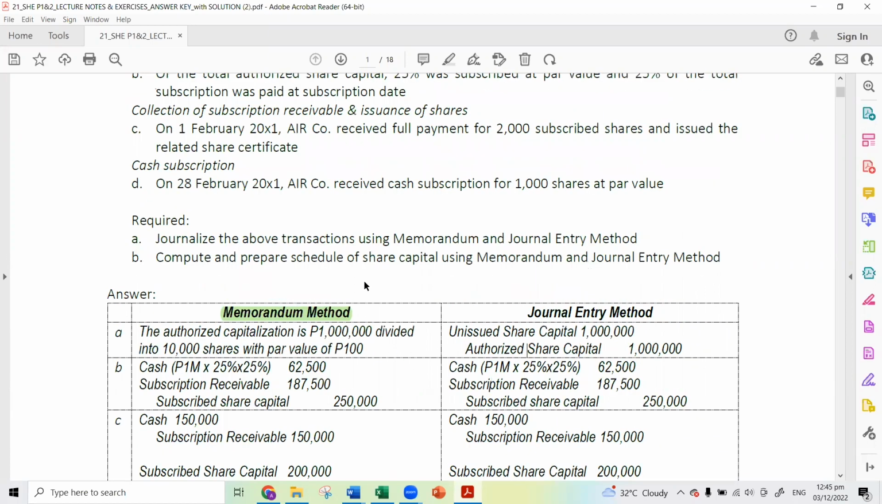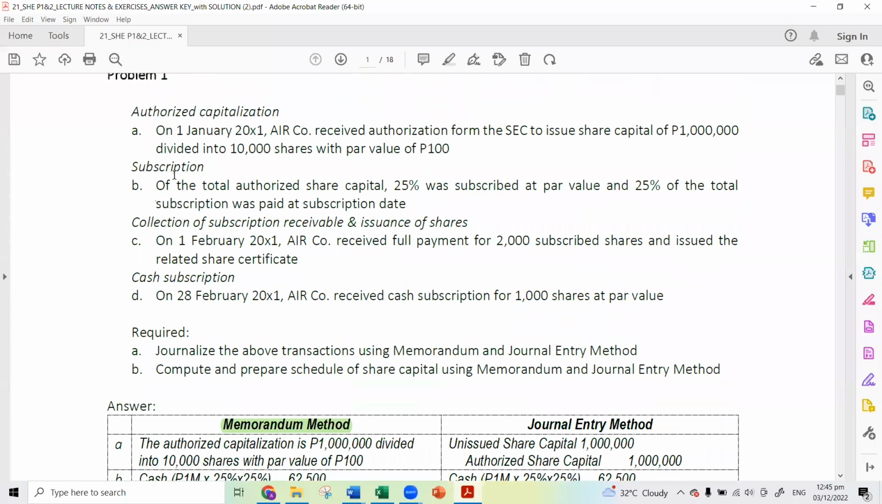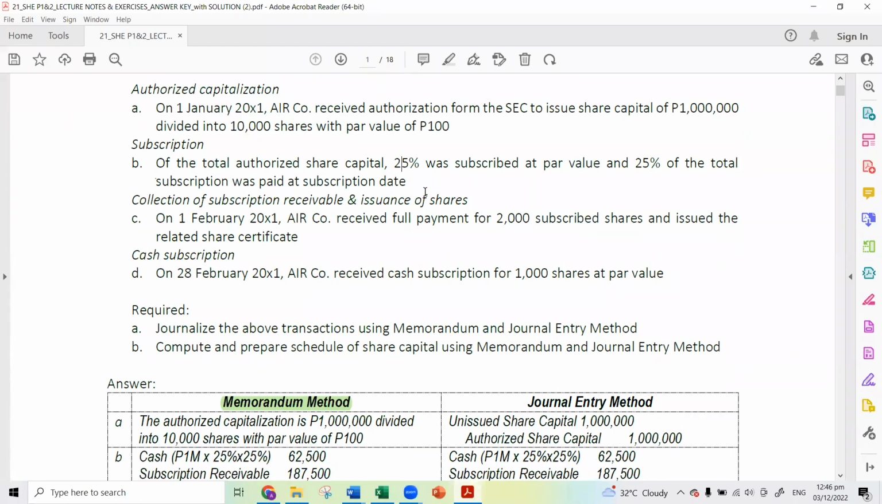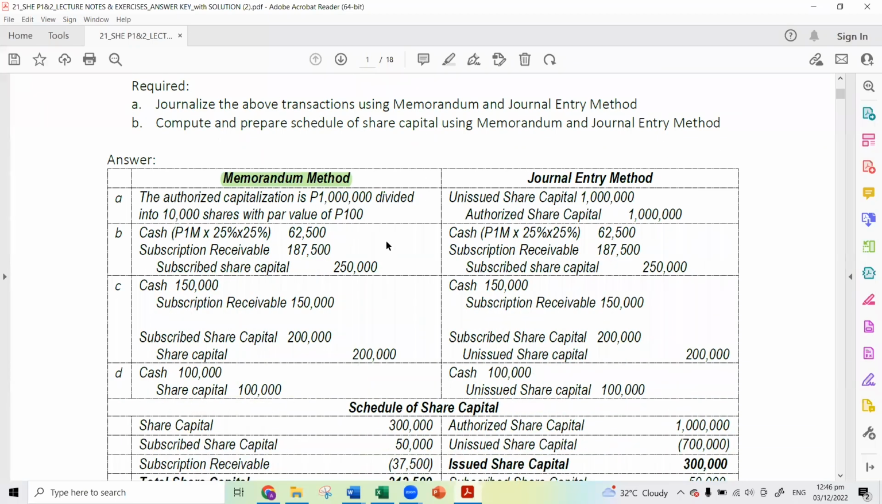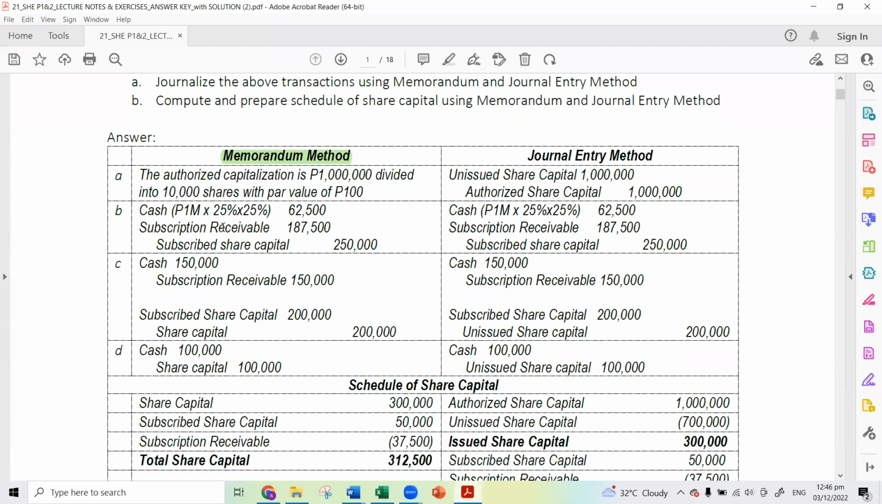Okay? So in item 2, this represents the subscription. Sabi niya dyan, of the total authorized share capital, 25% was subscribed at par value and 25% of the total subscription was paid at subscription date. Okay? So kung papansinin mo dito, class, same ang entry made under both methods. You have your cash, subscription receivable, and your subscribed share capital. Okay?